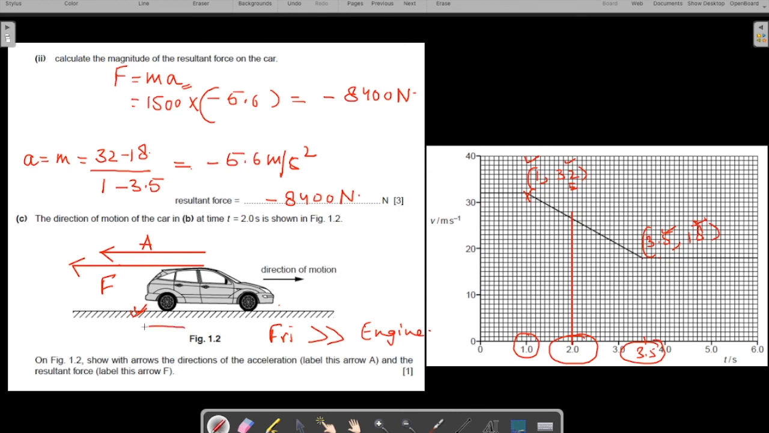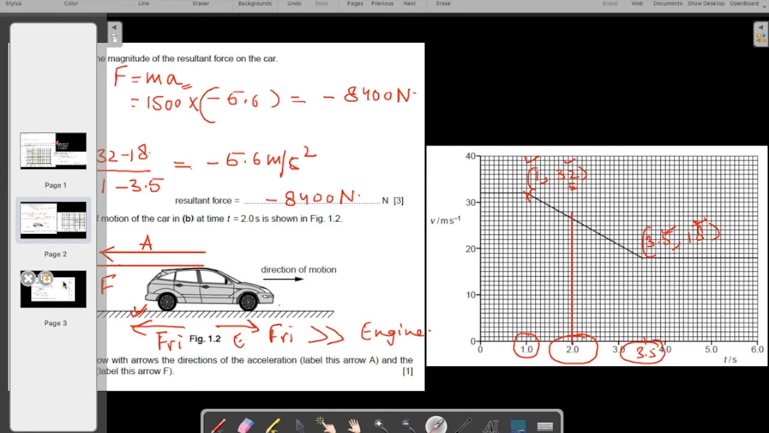and friction, we know it acts in the backward direction. Engine force, friction and engine. Friction force became very large. Therefore, when you subtract these two, friction and engine, the resultant will be in the direction of the greater force, friction. Resultant force is in the backward direction. Acceleration is always in the direction of resultant force. So acceleration is also in the backward direction. This is all about this question, and I'll show you the mark scheme as well.